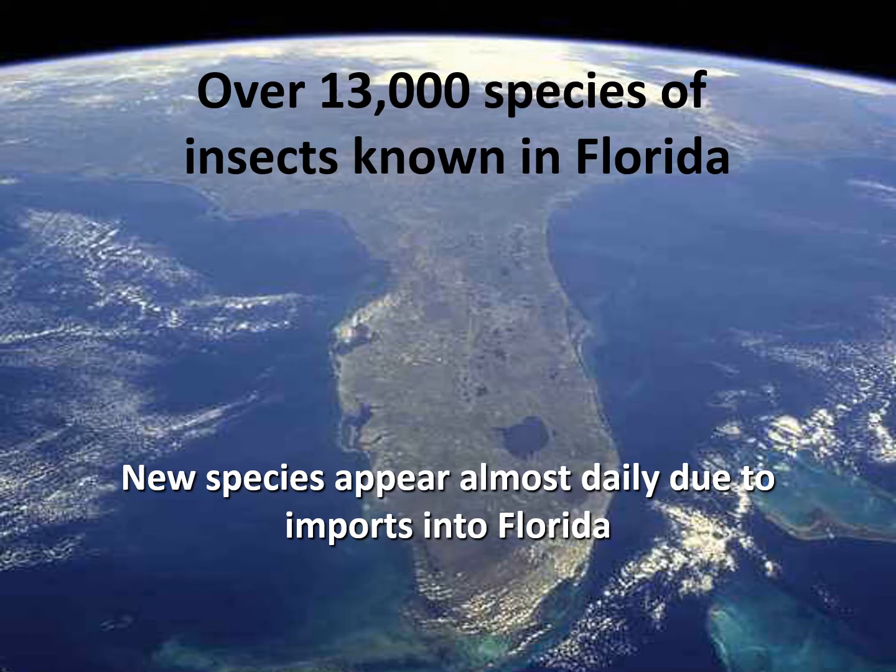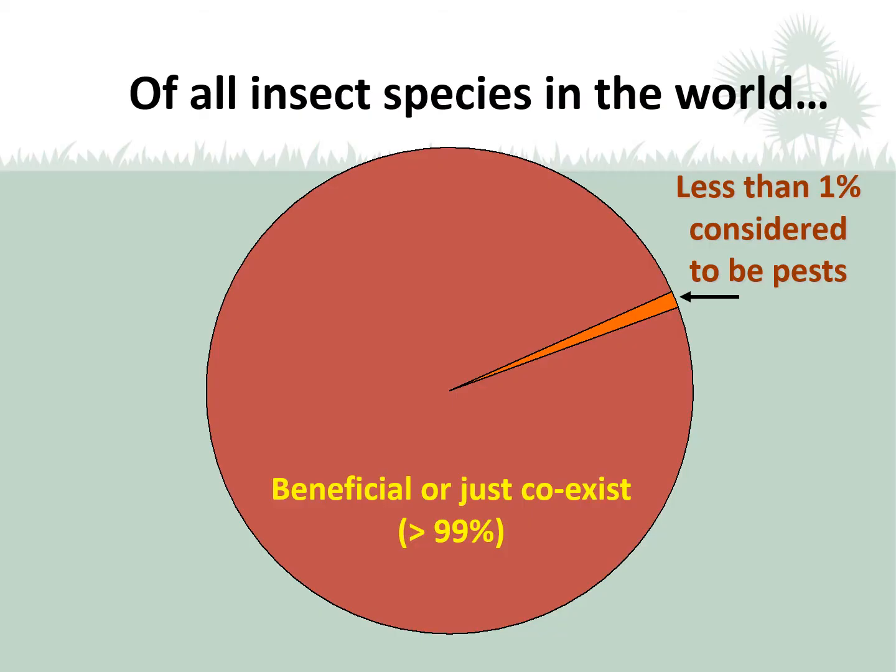Over 13,000 species of insects are known to exist in Florida, and I imagine that number is increasing every day. We seem to be the perfect place to breed insect species and support new species. Of all insects in the world, less than 1% of them are considered to be pests, and that's within the scope of what human beings consider to be pests. Well, only about 1%. That's not a real high number. So looking at the bigger picture, greater than 99% of them are beneficial, or we can just simply exist with them in some level of harmony.